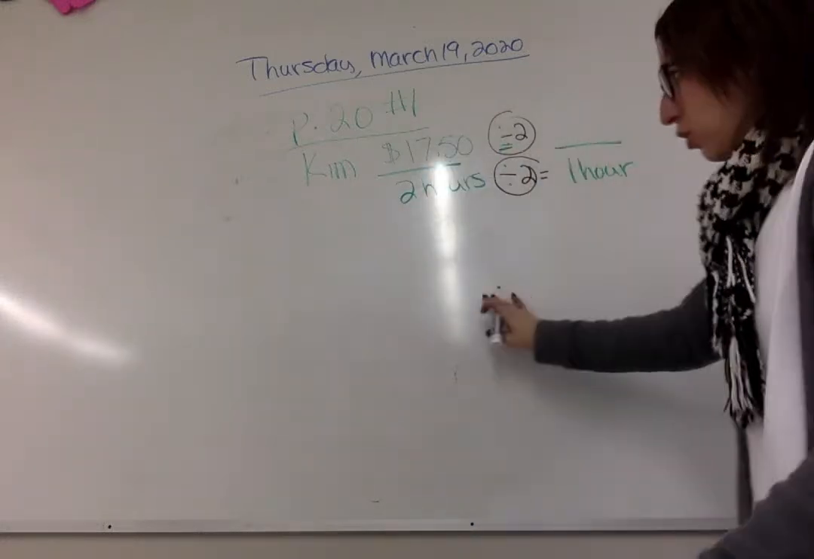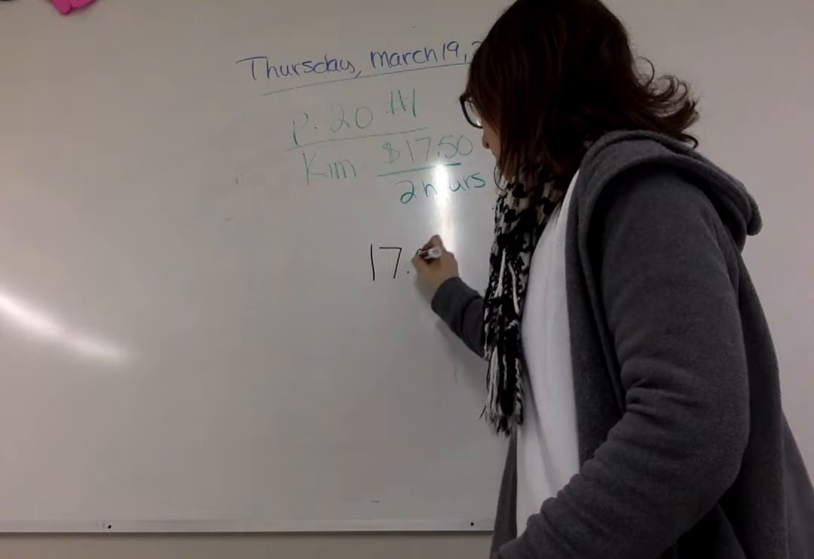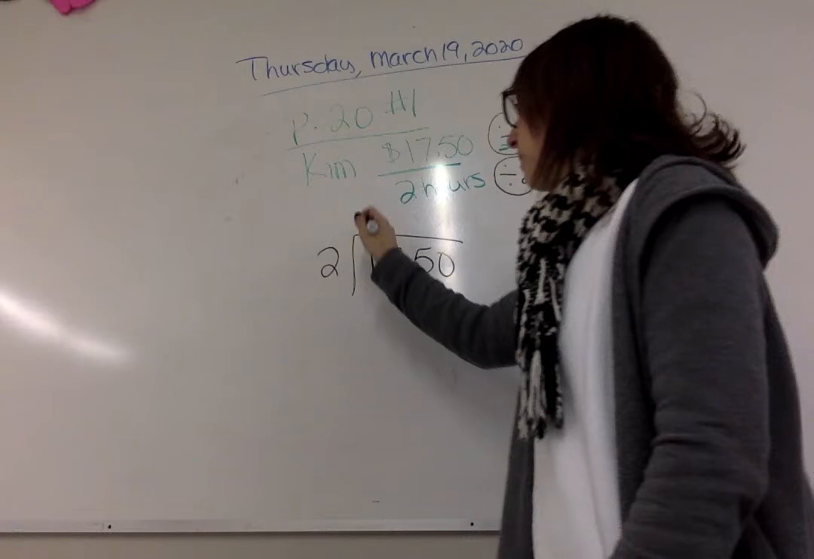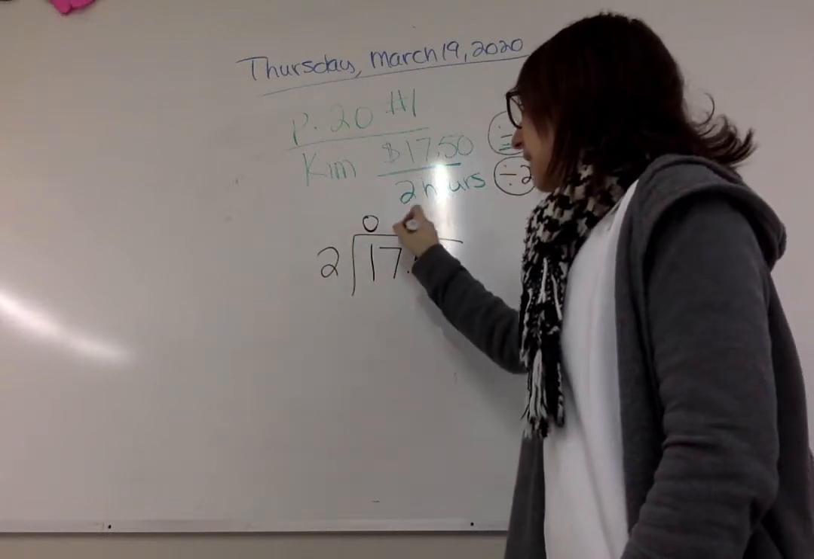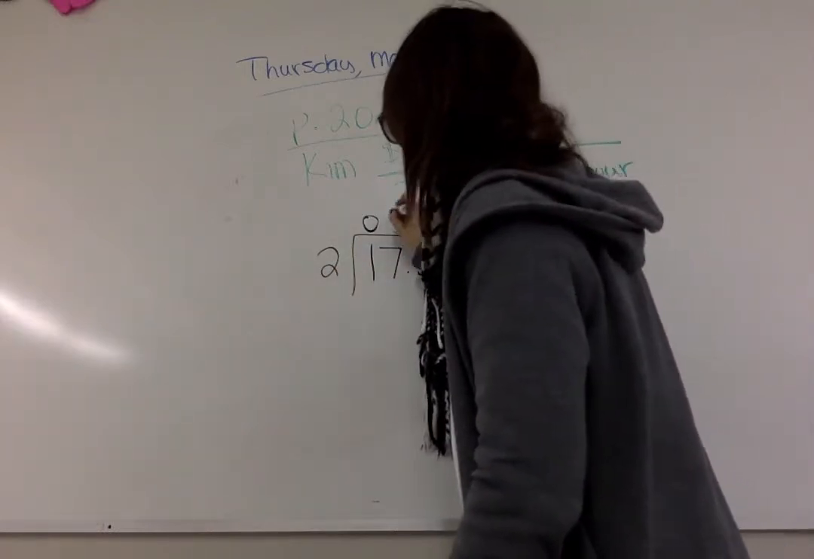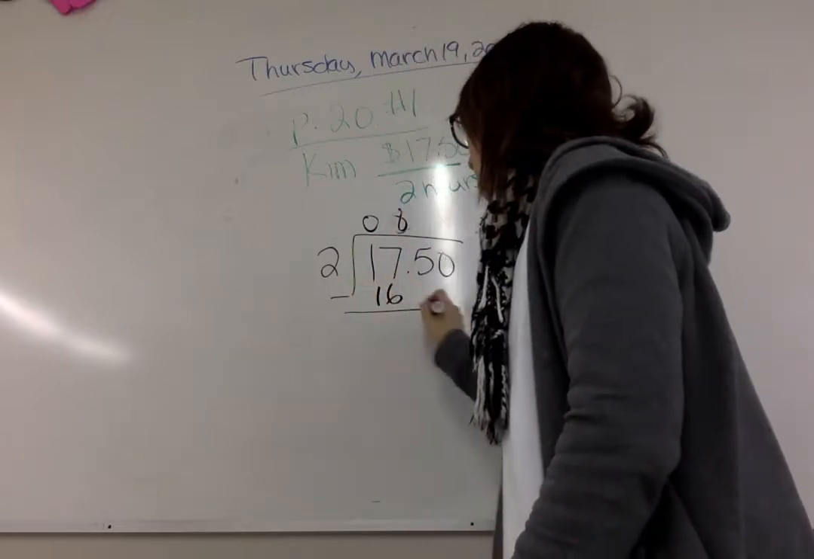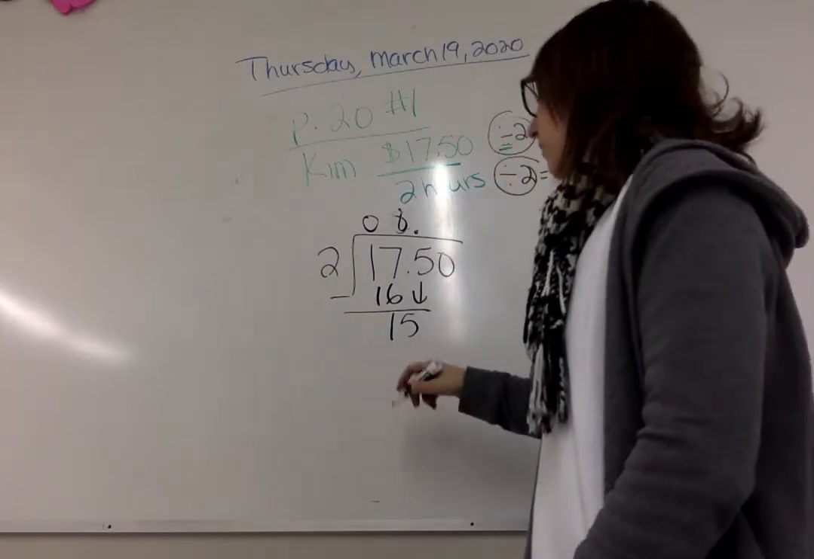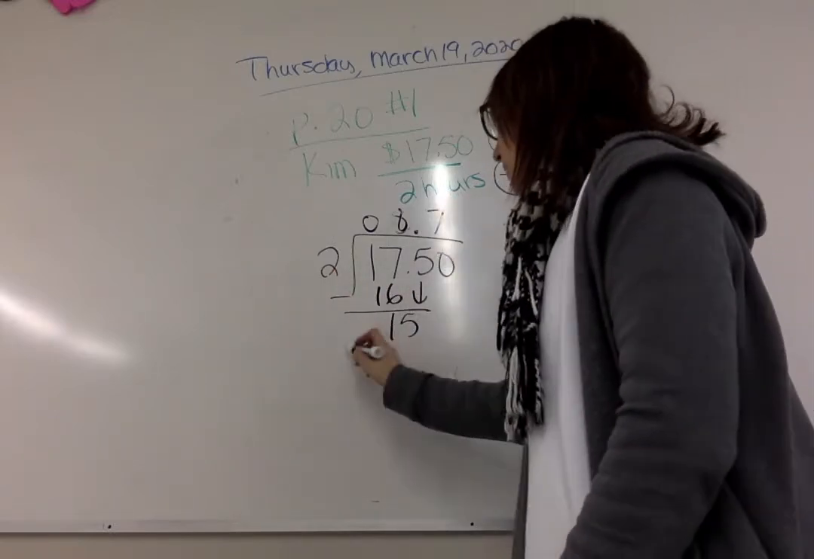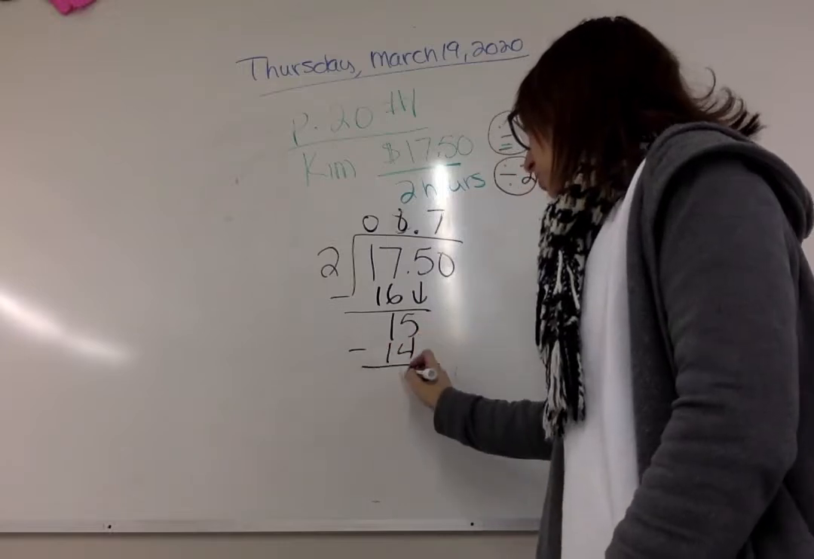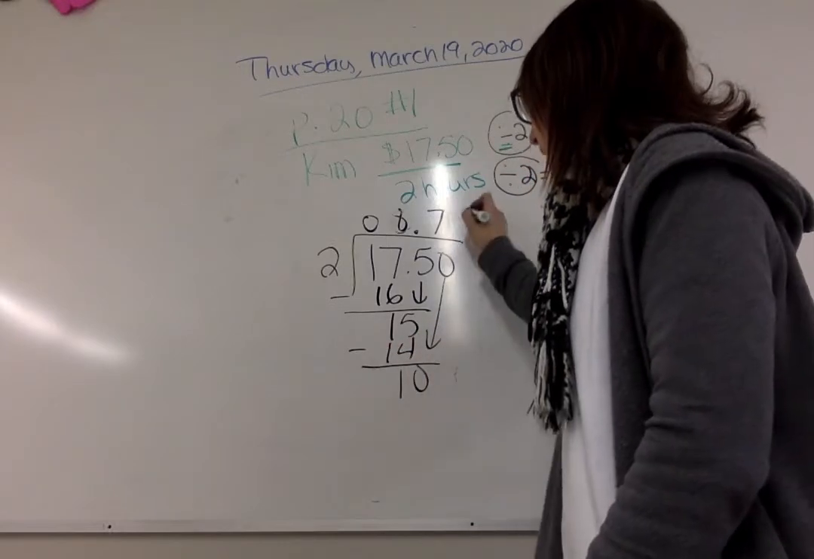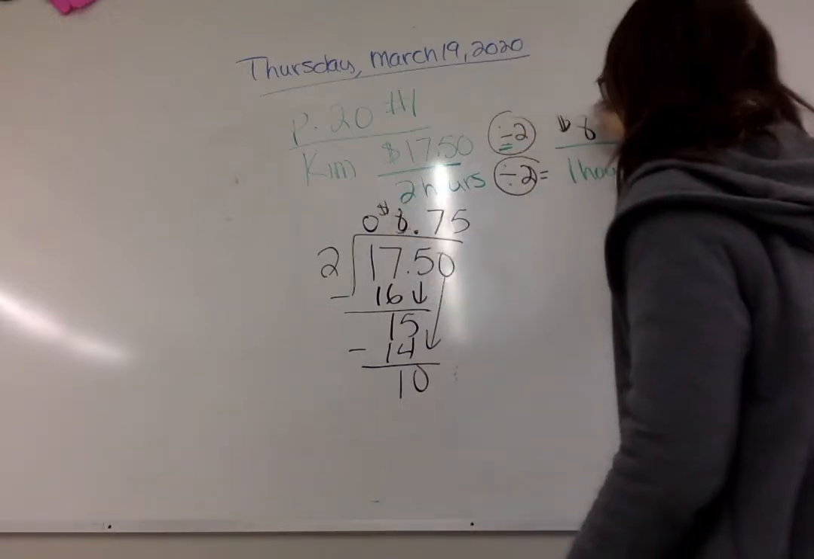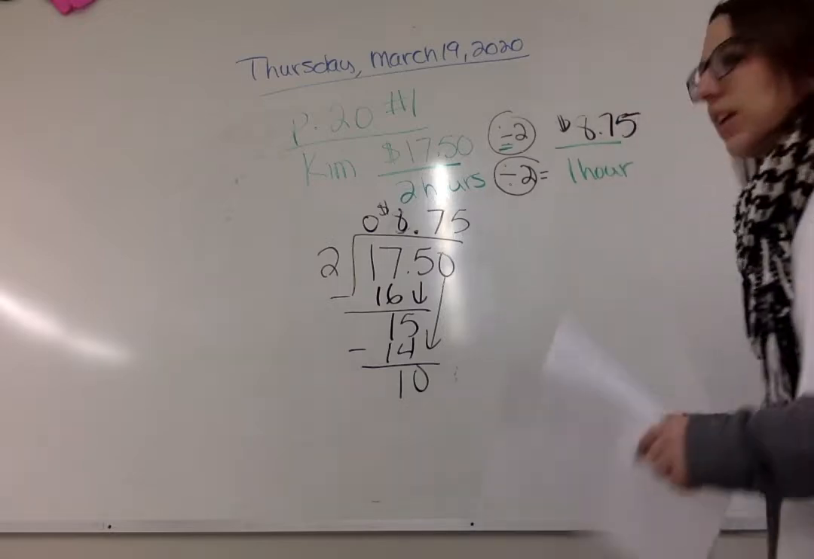So look at what I'm going to do. I'm going to do it right here. $17.50 divided by 2. 2 doesn't go into 1, but goes into 17 8 times. 8 times 2 is 16. 1 brings down the 5. Bring up the decimal point. 2 goes into 15 7 times. This gives me a product of 14. The difference is 1. Bring down the 0. We now get 5. So this goes to tell me that she's going to make $8.75 for every hour.